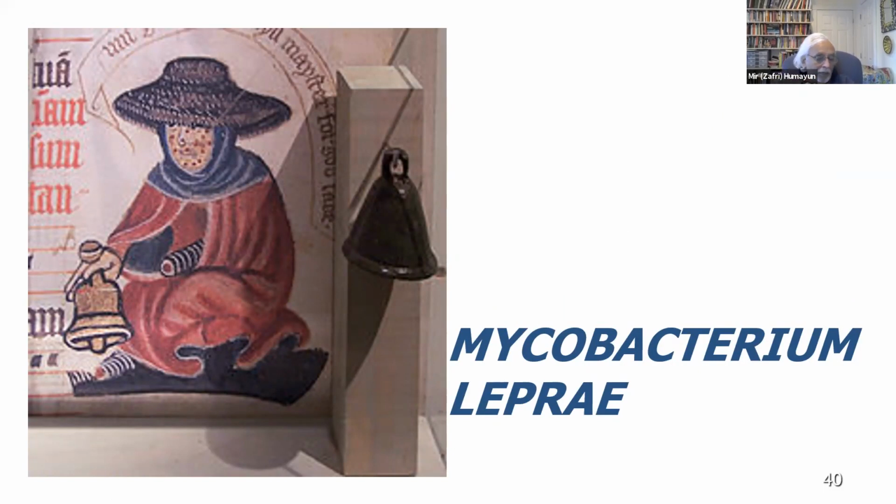Mycobacterium leprae causes an ancient human disease, a dreaded human disease. What is shown on this slide on the left-hand side is a victim of Mycobacterium leprae, and you might observe that one of this victim's arms and one of his legs have been amputated, and his skin is shown pockmarked and deformed, and this patient is holding a bell. This is called a leper's bell.